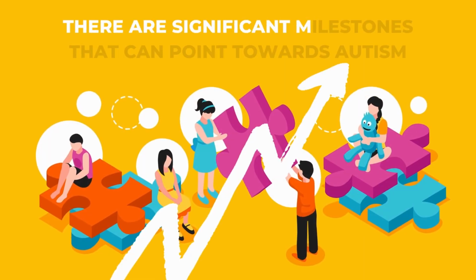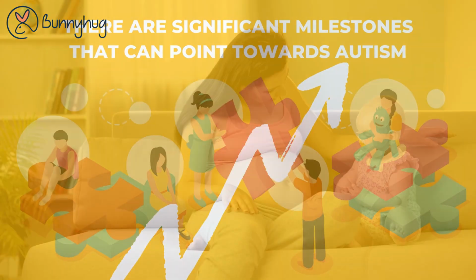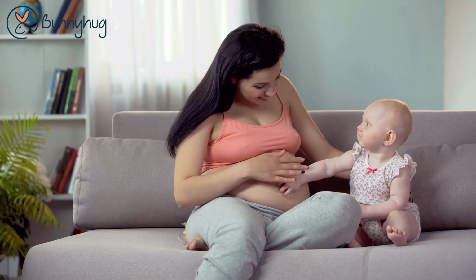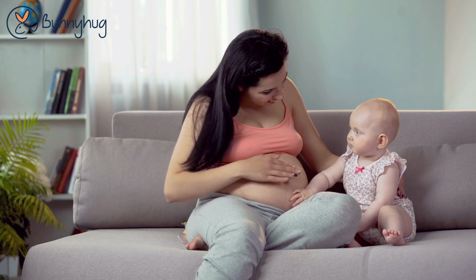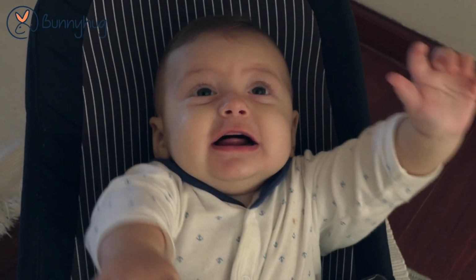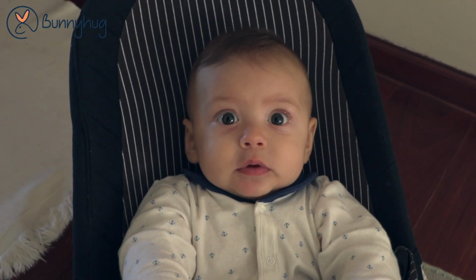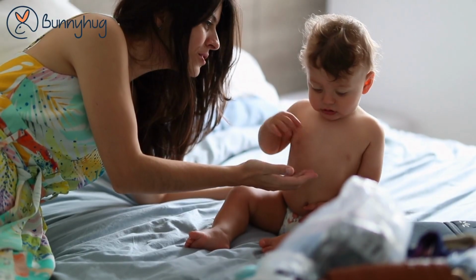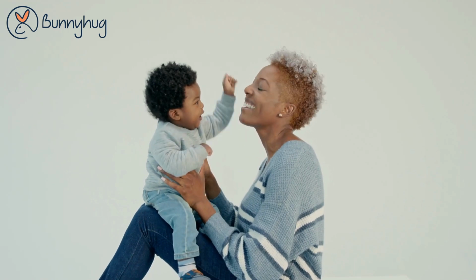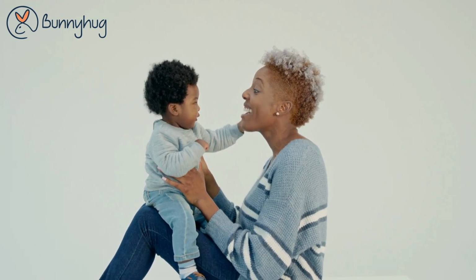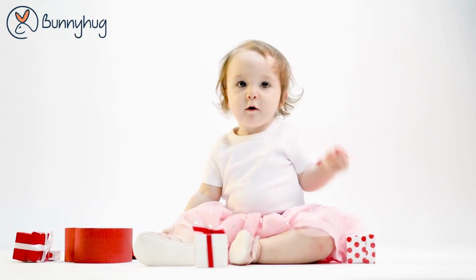In terms of your child's developmental stages, there are significant milestones that can point towards autism. For example, at 12 months of age, a child with typical development turns its head when its name is called, but a child with ASD might not. At 18 months of age, a child with delayed speech will point or use expressions to make up for its lack of speech, but a child with ASD makes no efforts to communicate. At 24 months of age, a child with typical development will share its happiness with its parents, but a child with ASD will not do so.